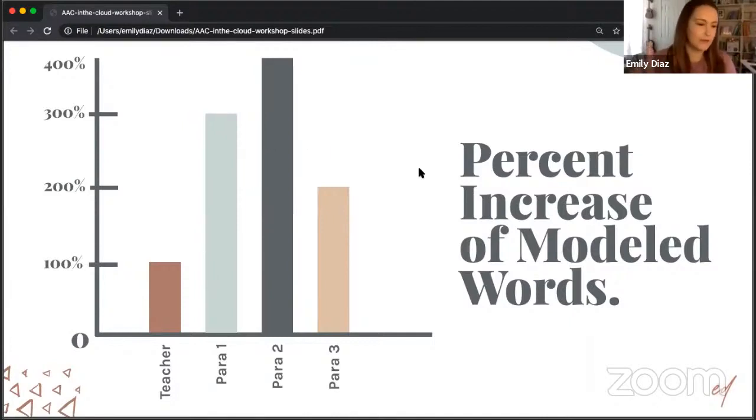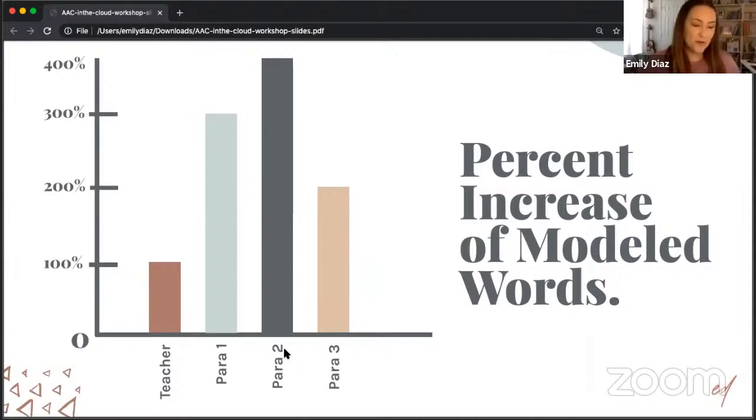So let me give you some of the numbers here. I think the most shocking one is para number 2 here. Everyone always says, woohoo, para number 2. So para number 2 started the coaching in the classroom modeling 14 words a day on average. So this is after we've done that preliminary training. That's not coaching, that's just a 1-hour training. 14 words a day. Can we really learn language if we're modeling 14 words a day, people?